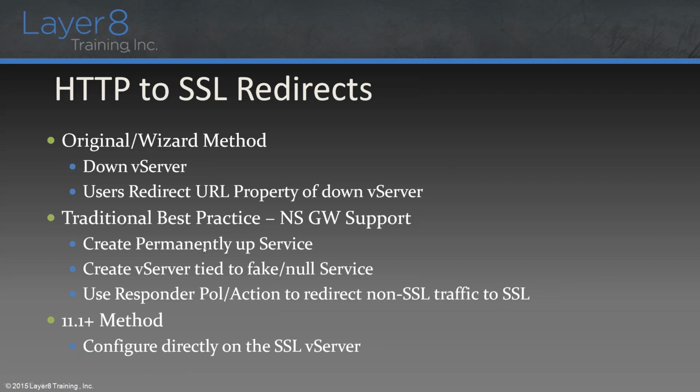As a best practice, if we're using the NetScaler Gateway, there is a little bit of a better way to do this. We can go in and create a service that's permanently up and tie that to a virtual server that's permanently up. So we get rid of the whole down virtual server concept. And then we use Responder, which is a much more efficient feature, to redirect users from HTTP to SSL. Let me show you what this looks like.